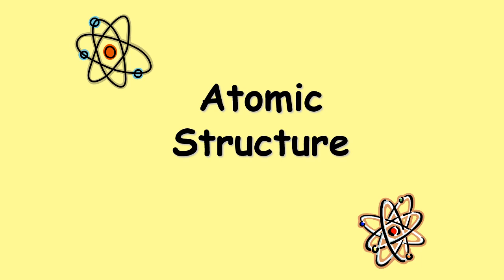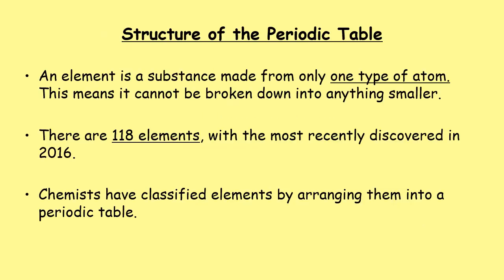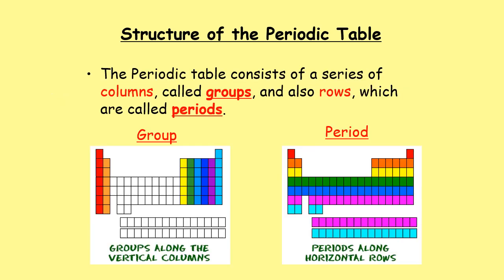So this video is a full summary of all the things you need to know about atomic structure for National 5. So atomic structure deals with the elements in the periodic table. Now, an element is a substance made from only one type of atom. There are 118 elements that exist, with the most recent one being discovered in 2016. And elements are organized into a periodic table.